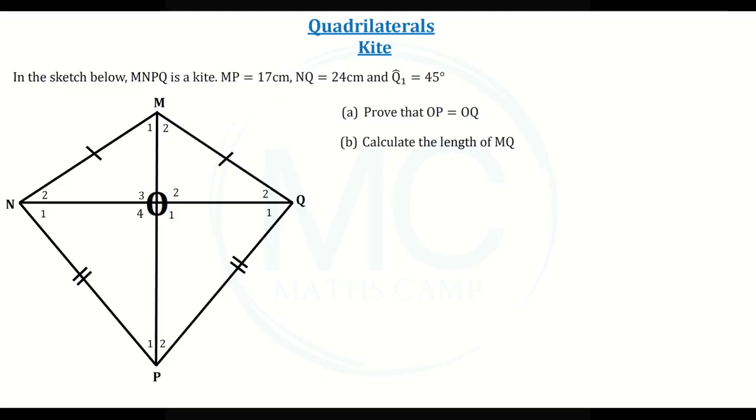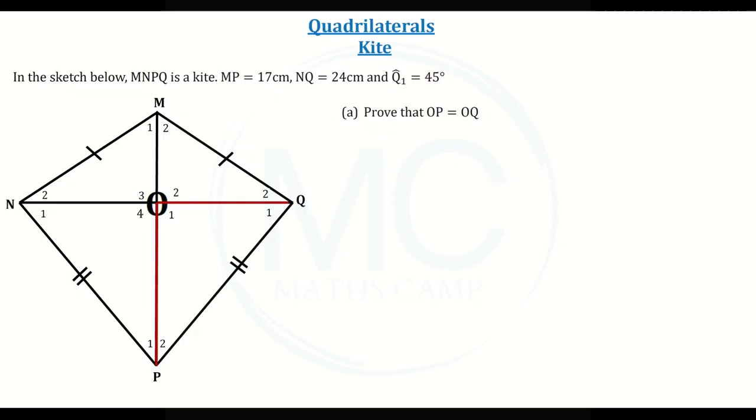Let's start with part A. Prove that OP is equal to OQ. OP runs from the intersection of the diagonals at point O to a vertex on the kite at point P. Let's make OP red. OQ runs from O, the point of intersection of the diagonals, to the vertex on the kite at point Q. So let's make OQ red as well.